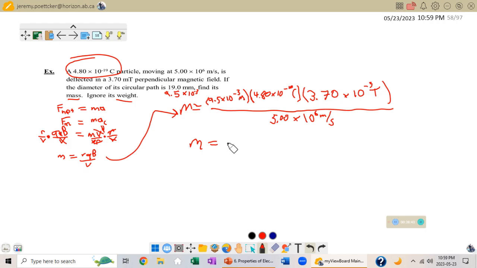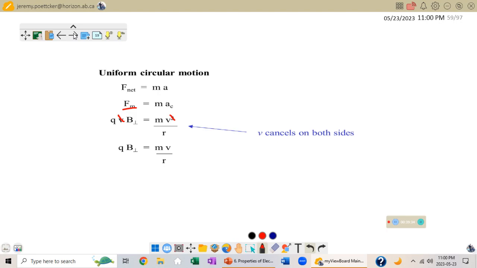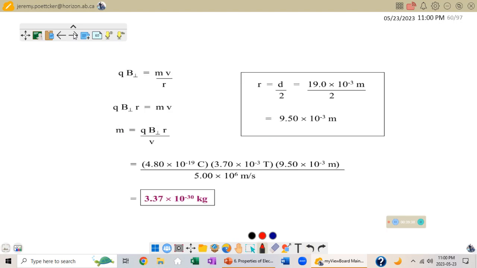And so now it's just a matter of using my calculator, and make sure you can do this on yours as well. Times 10 to the negative 30 kilograms. And lovely. You can see then how the math works out step by step here. And really, that's what it is.